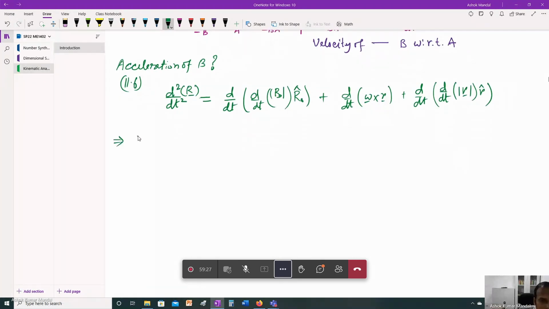Okay. Let us go and complete the differentiation. First term, tell me what should I write? I am writing, you correct me. Okay? This is only changing magnitude, and the change of magnitude is in the R direction.